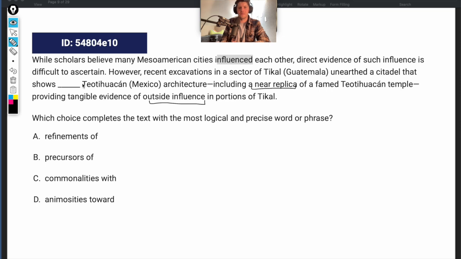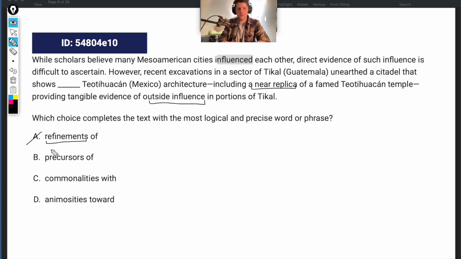Shows that, so let me put my own word in here. Recent excavations that show clear evidence or a relationship with or a similarity to. Those are all phrases I'm looking at. Refinements of, well, that would mean to make it more clear, more detailed. We're not saying that they're refinements of or improvements upon the Mexican architecture. We're talking about sort of a similarity with.